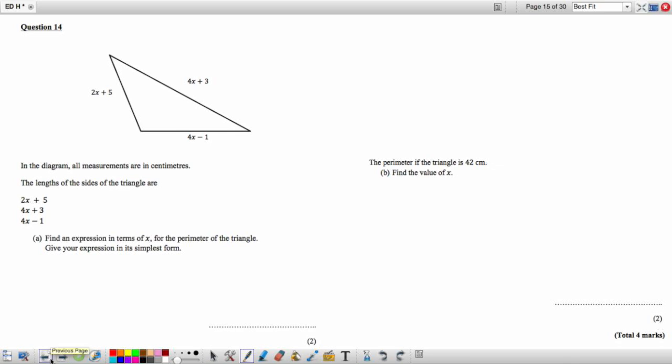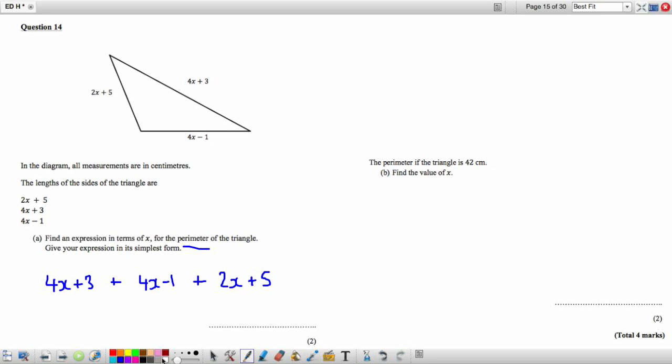Question 14. In the diagram, all measurements are in centimetres. Here we have a triangle where the lengths have been expressed algebraically. We need to find an expression in terms of x for the perimeter. The perimeter is the distance around the triangle. Therefore, we need to add up the 3 sides. So our first side, 4x plus 4, add 4x minus 1, add 2x plus 5.